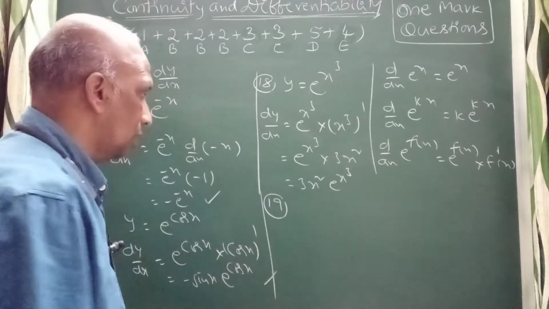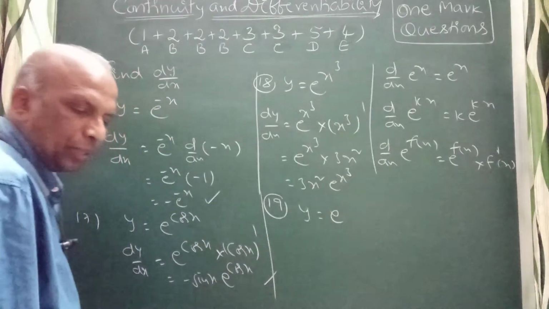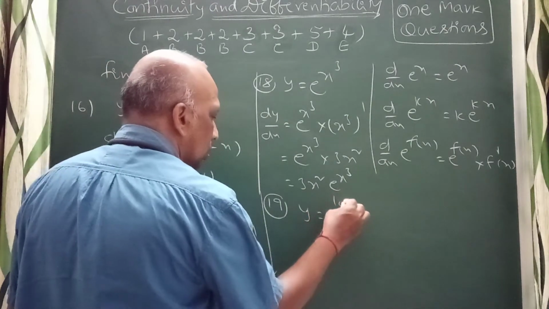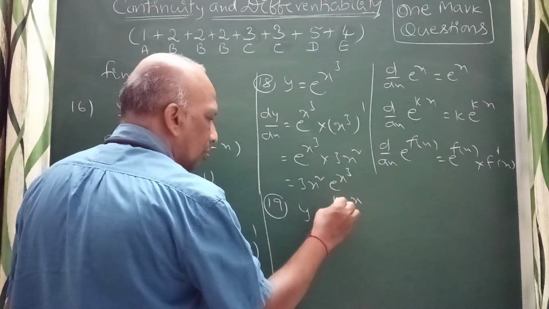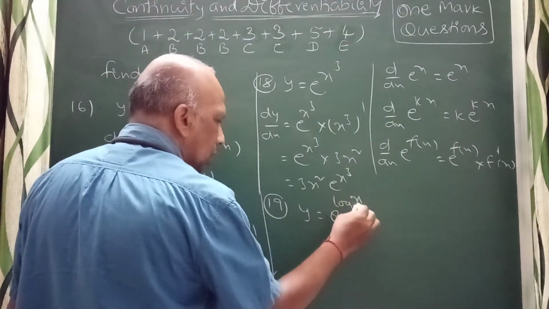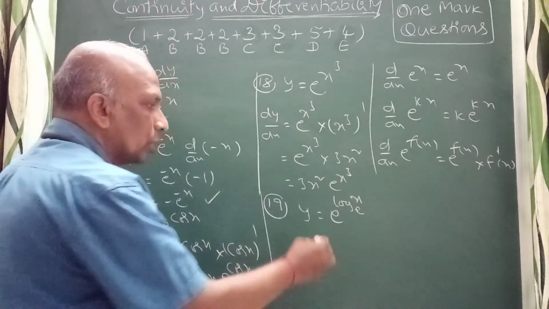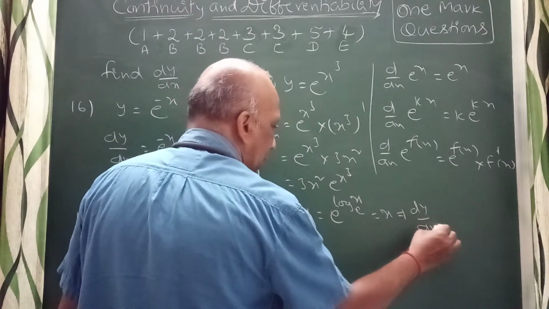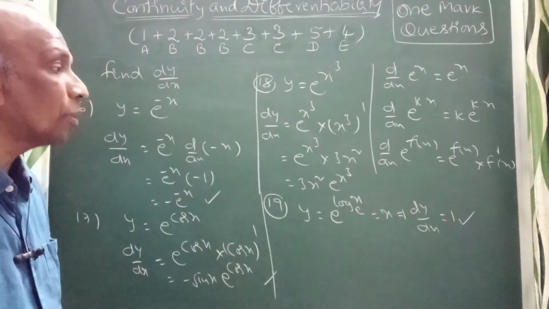Suppose they are given y is equal to e to the power of log x. Sometimes they are given like this. You can consider this is base e; when they are not given any base, consider it as e. Both are base e, so this will be equal to x. Your answer is dy by dx is equal to 1. How, sir? Just remember the formula.